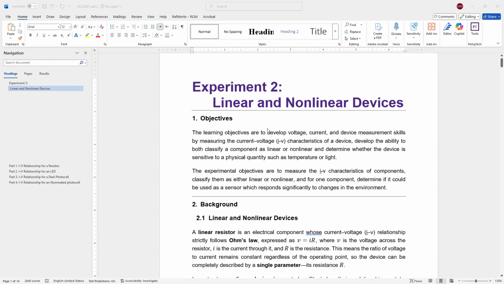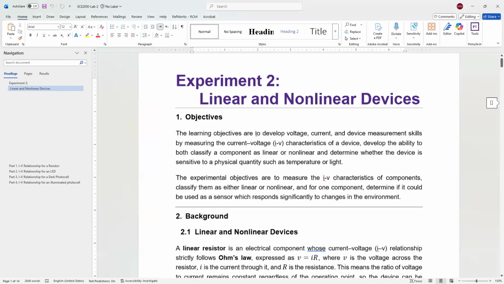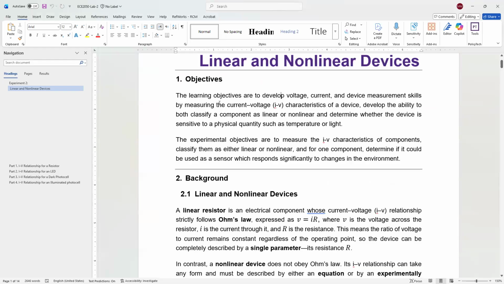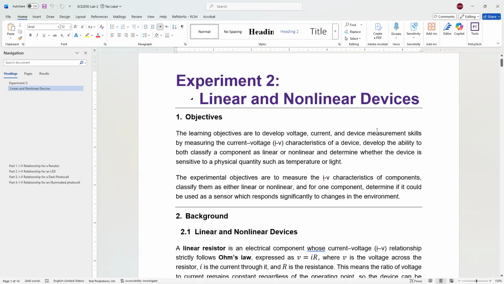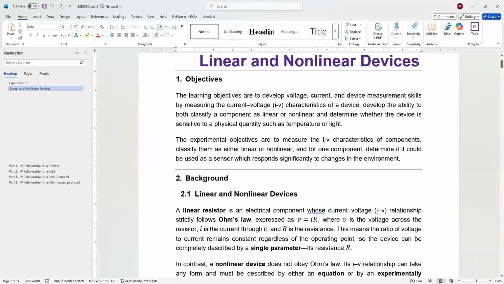So these are the objectives of this lab, as written in the manual. In this lab you will understand what we mean by a linear or non-linear device, and how you can measure and determine whether a device is linear or non-linear.